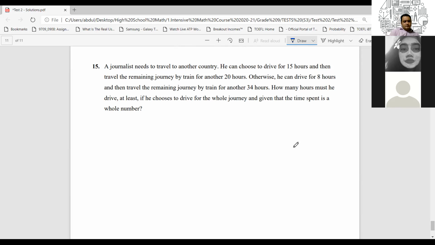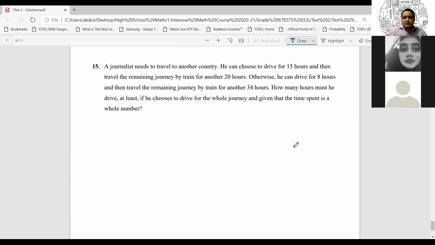A journalist needs to travel to another country. He can choose to drive for 15 hours and then travel the remaining journey for 20 hours. Otherwise, he can drive for 8 hours and then travel the missing journey for 34 hours. How many hours must he drive at least if he chooses to drive for the whole journey, given that the time spent is a whole number?